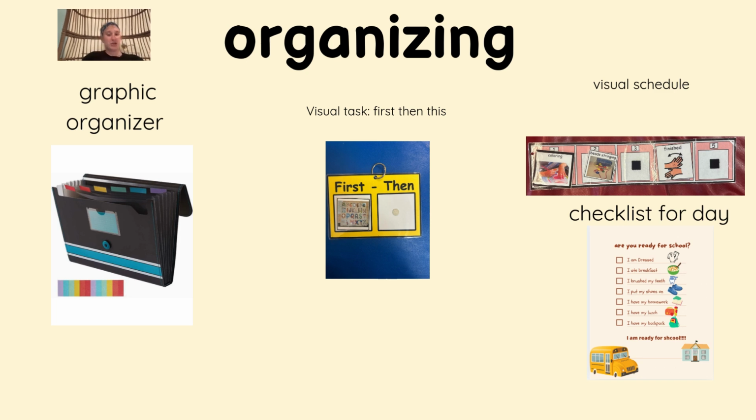And finally, a checklist for the day, which is on the bottom right. This you can make for your child. This one is what to do before school. It says that you're dressed, you brushed your teeth, you ate breakfast, you packed your lunch, you packed all your stuff you need for school, you have your shoes on, and then you're ready for school.